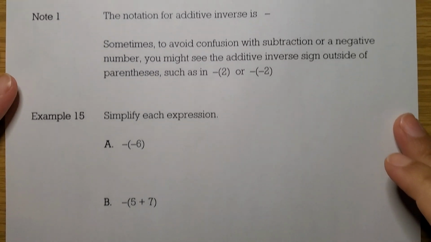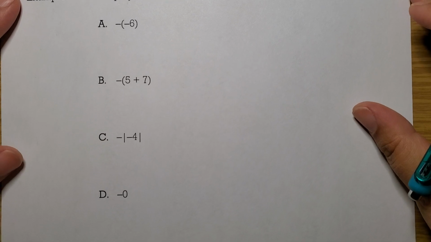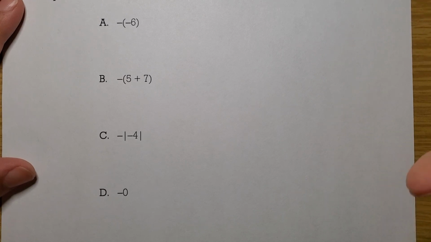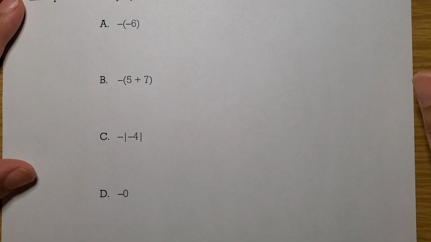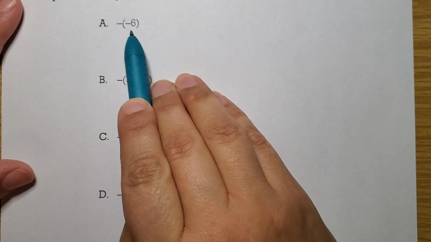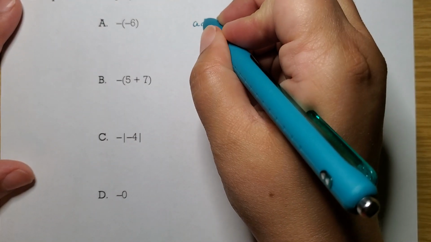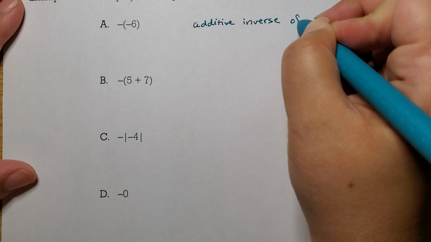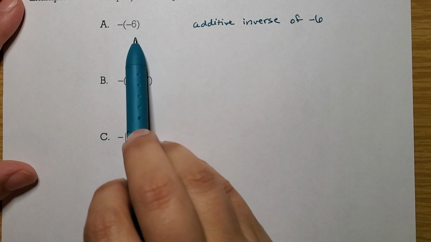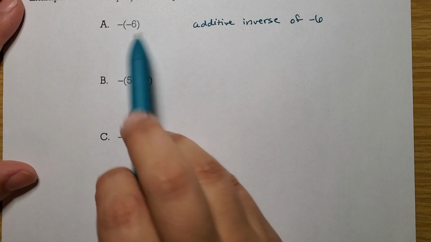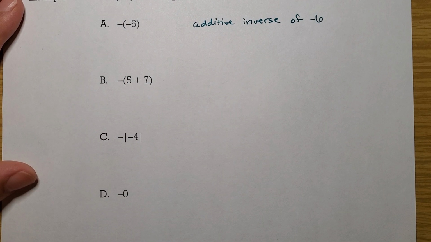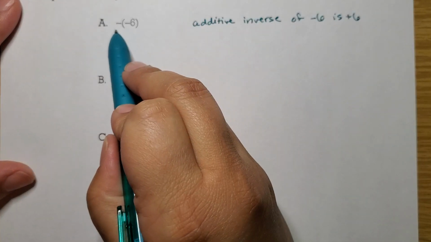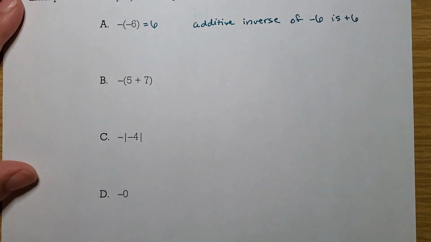Okay, so let's go ahead and find the additive inverse by using this notation. So for the first few, I'm going to write down what it means, and then I'm just going to write my answer. So here I have the additive inverse of -6. That's what this notation means. So the additive inverse of -6 or the opposite of -6. The opposite of -6 is +6. So the additive inverse of -6 is +6.